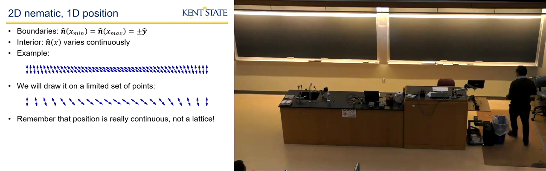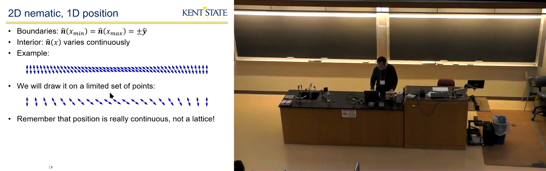The purpose of this slide is just to point out that it's a continuous function of position. That position x is continuous, but in all the figures coming up, I'm going to draw the director on a limited set of points like this. But I want to emphasize to you, you have to fill in the gaps with your mind, and that it really is continuous. This is not a lattice. Here we have n that is varying and it has constraints on the two edges. I've drawn it as a double-headed arrow for the reasons that we've been talking about for the last 2 days: the blue arrow represents a distribution of molecules which has equal populations pointing up or down along the arrow.